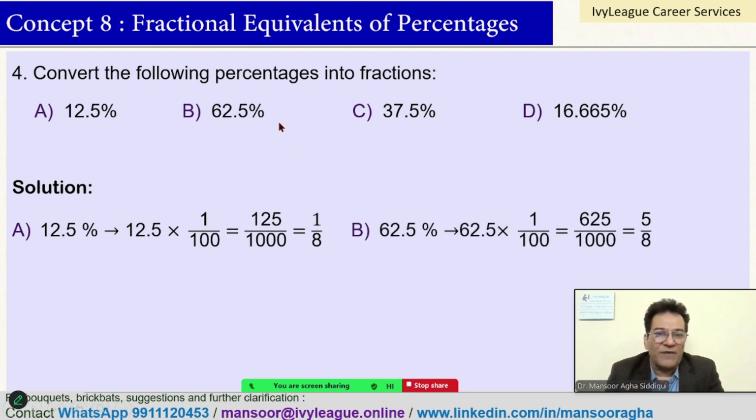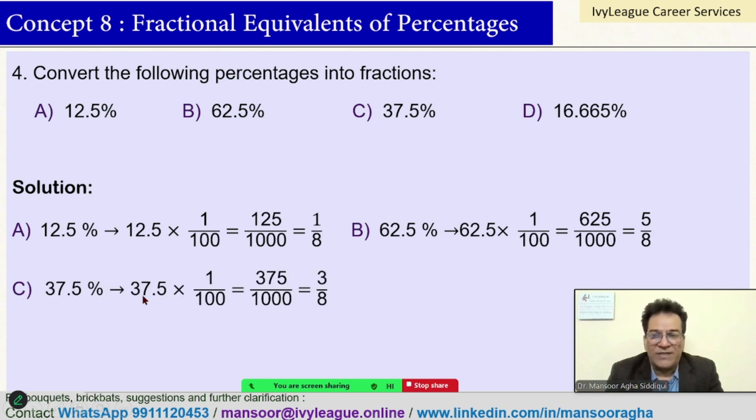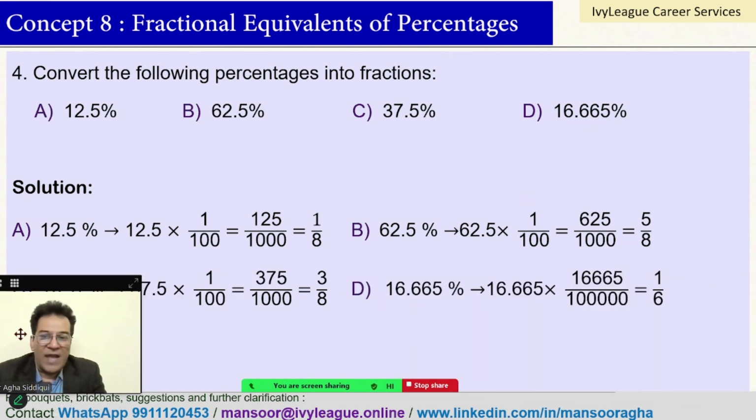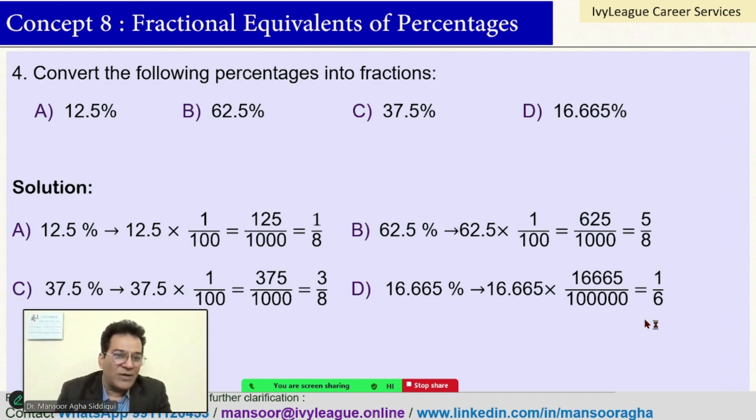Similarly, if I look at 62.5, then 62.5% is equal to 62.5 multiplied by 1 upon 100, or 62.5 divided by 100, which is equal to 625 upon 1000, and this is equal to 5 by 8. 37.5% is equal to 37.5 divided by 100. On simplification, I end up getting 3 by 8. In a similar manner, for 16.665, when I divide by 100, I will end up getting such a large value divided by about a lakh. This is actually equivalent to 1 by 6.